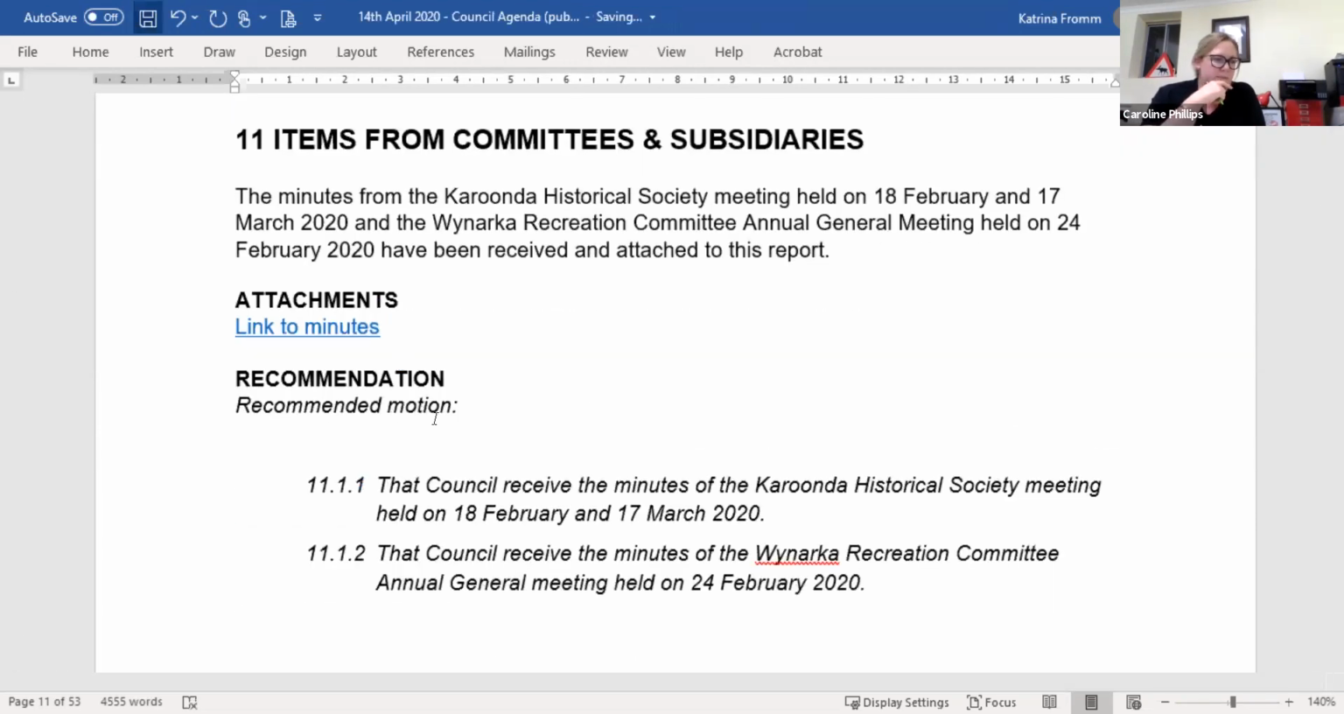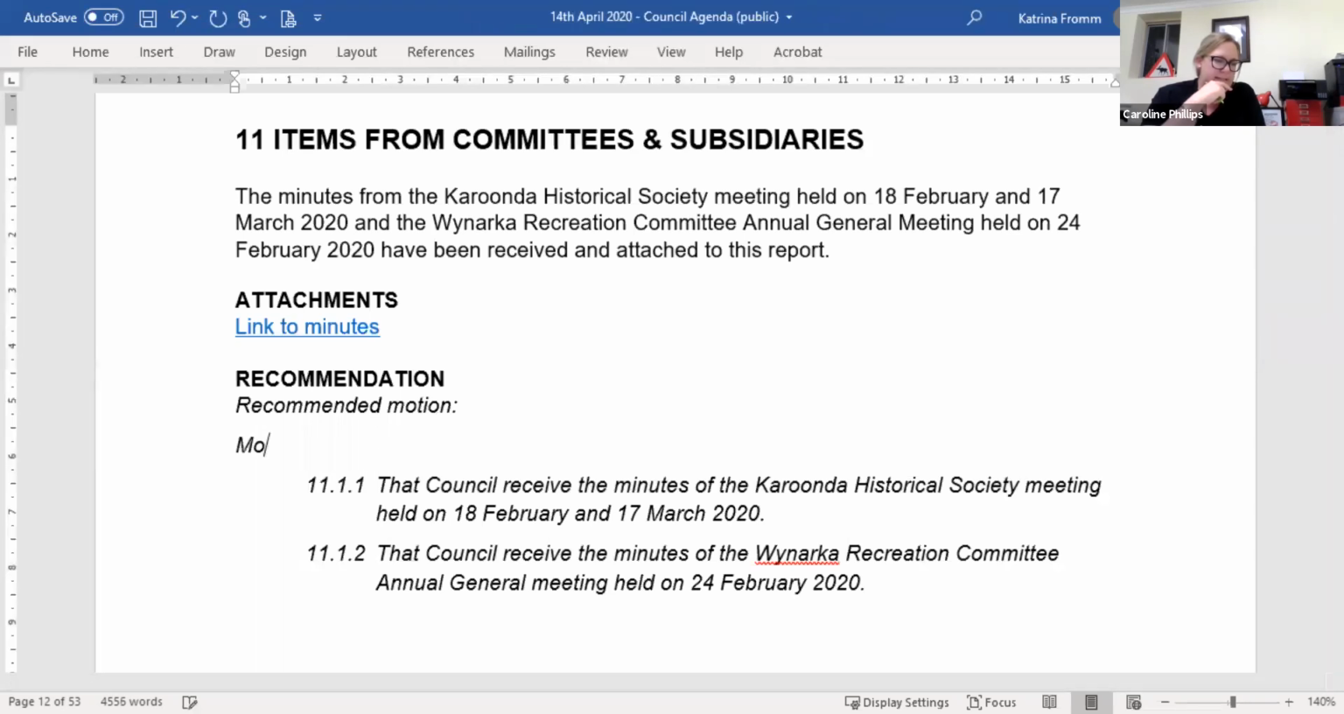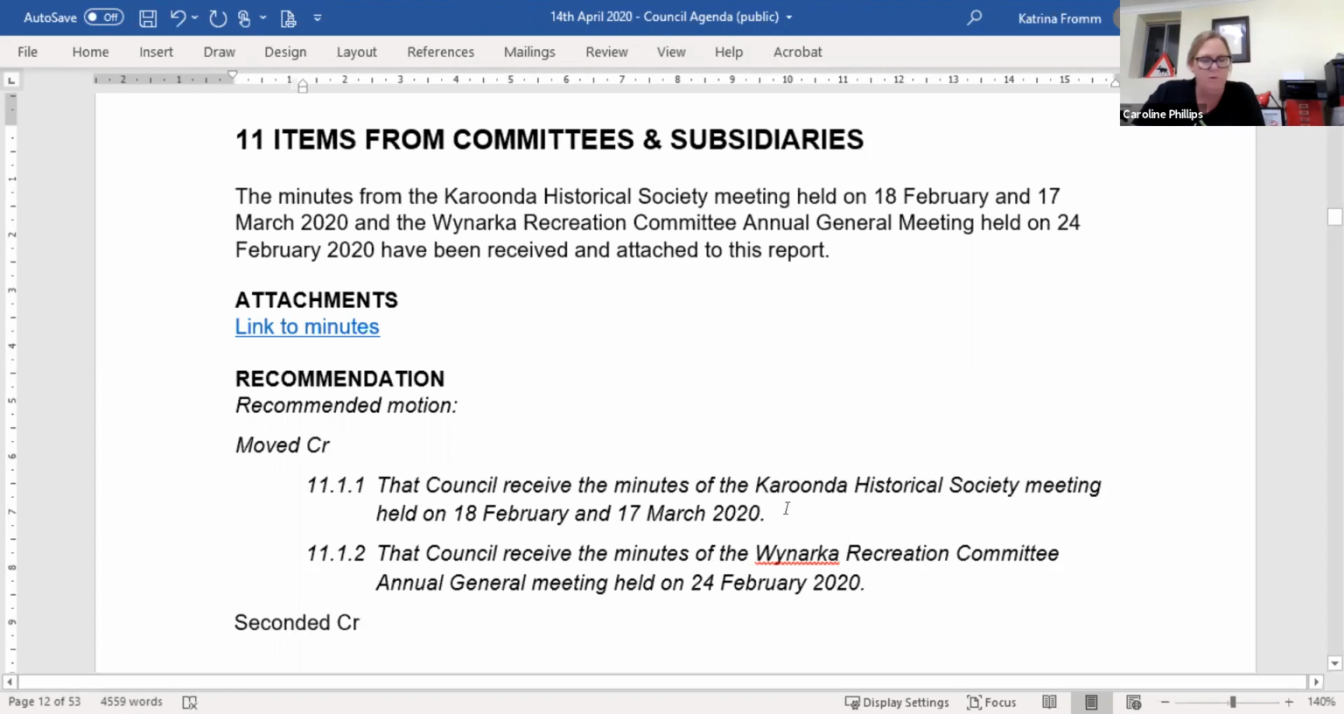So we've got the minutes from the Corinda Historical Society meeting on the 18th of February and 17th of March, 2 separate minutes. And then we've also got minutes from the Wanaka Recreation Committee AGM. So is anyone prepared to move, firstly, the Corinda Historical Society, 11.1.1?